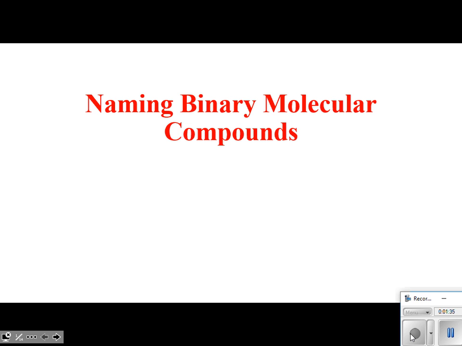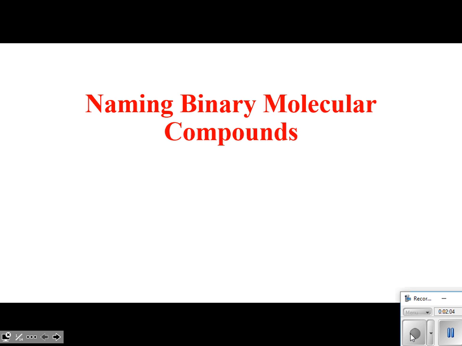Probably sometime next week, we're going to learn the second way to name binary molecular compounds. You will see them both ways, so you need to know both ways. It's not like one of the systems is ancient and we don't use anymore. We use them both. We use them both often. So you need to know how to do both of them.